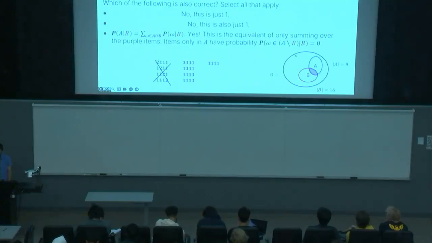How about if you add up all the omegas in A and B conditioned on B? Well, what's the probability of this right here, where my mouse cursor is, conditioned on B? 0. Can't be that. So this is also just 1. You're adding a bunch of things that have probability adding up to 1, and then you're adding all this extra stuff here that has probability 0 conditioned on B. Lastly, this last one is actually also true.